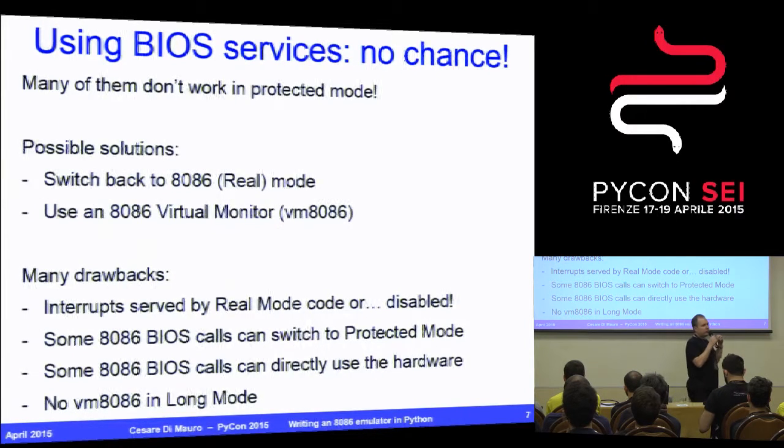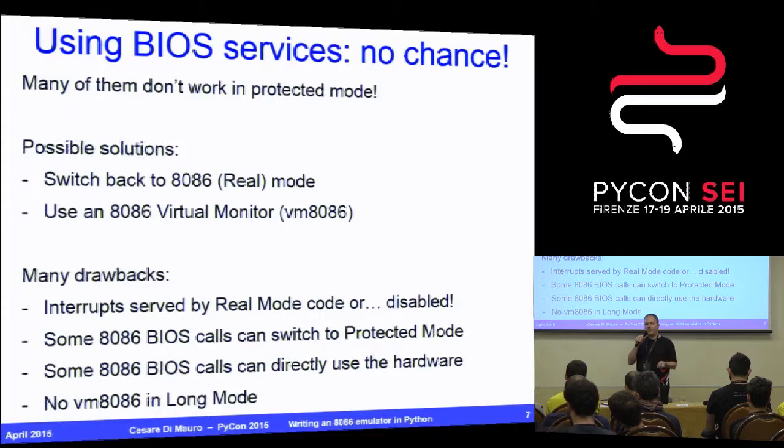Because when you switch, for example, to real mode, you have to handle the interrupts yourself. So you have two choices. You can route the interrupts to the protected mode, or you disable the interrupts and then enable them when you are back in the protected mode. But also, when you execute some real mode code, sometimes it tries to go back by itself to protected mode, so it can create problems. And also, it can try to directly access hardware, for example, changing the clock and so on.